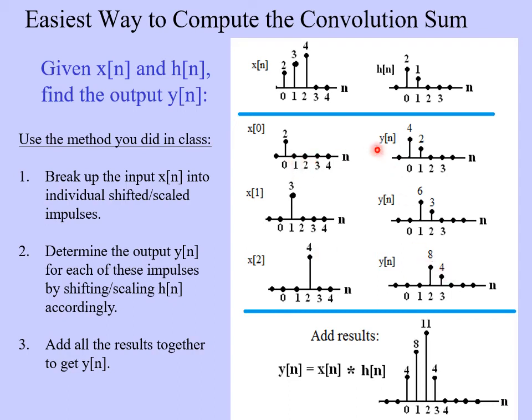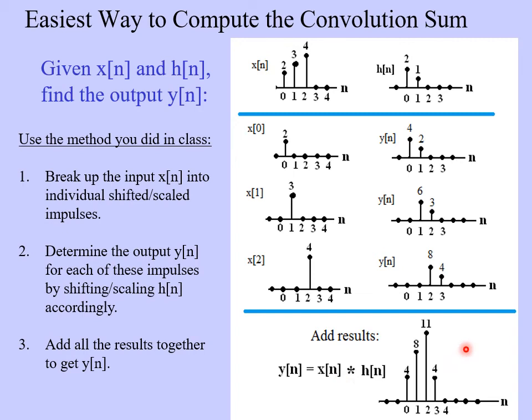But then also remember you have to shift them accordingly. The first one is at 0, so that's going to stay starting at 0. But the 3 is shifted over, it's at n equal to 1, so we had to shift the output over 1. And then the 4 we had to shift over 2. Then all you have to do is add these together for each value of n, and we already did this. We ended up with 4, 8, 11, and 4, and this is the convolution of x and h. So this is the output.